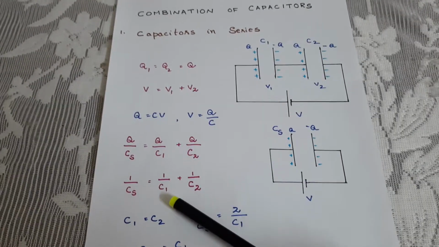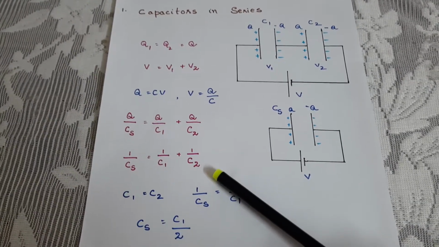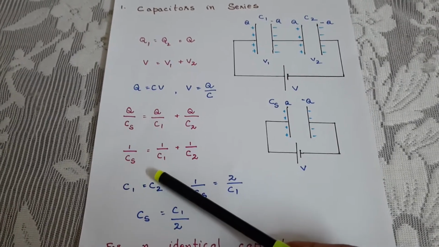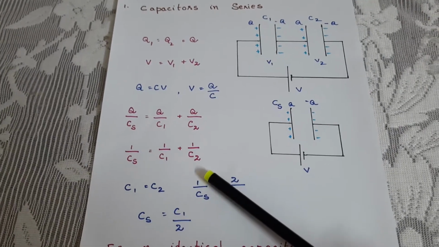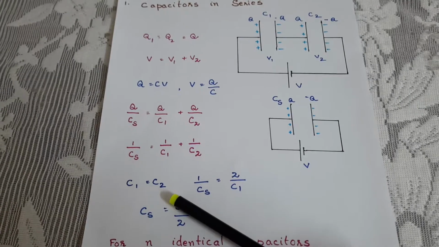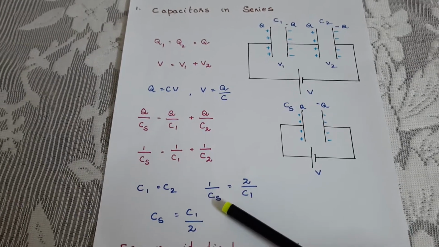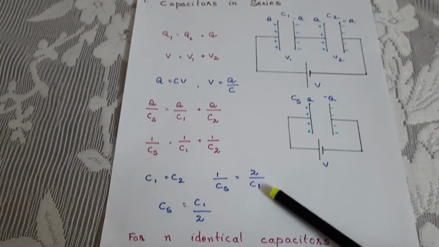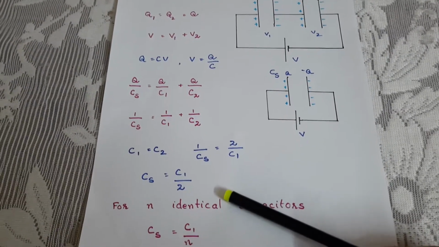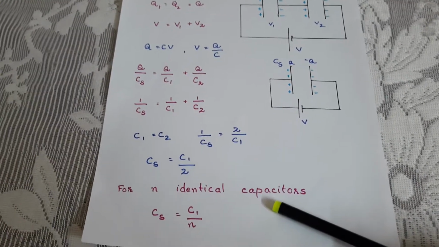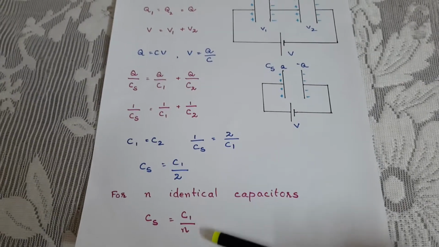On cancelling Q, we get the equation 1 by Cs is equal to 1 by C1 plus 1 by C2, where Cs is the equivalent capacitance of the series combination of C1 and C2. If both are identical capacitors, C1 is equal to C2, then 1 by Cs is equal to 2 by C1. Therefore, Cs is equal to C1 by 2. For n identical capacitors in series, equivalent capacitance is equal to C1 by n.